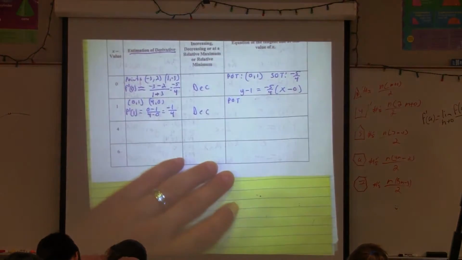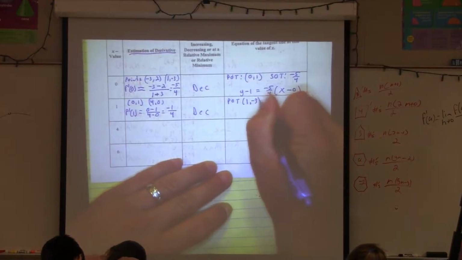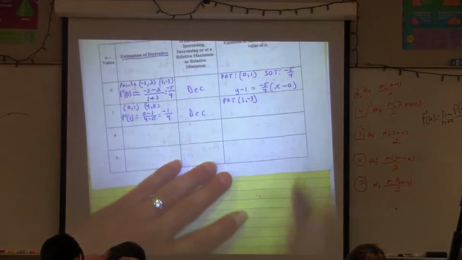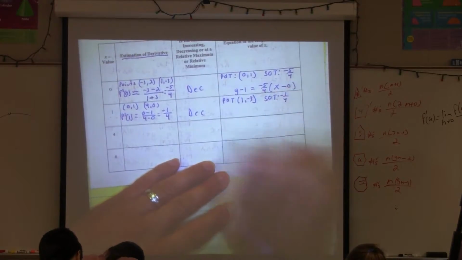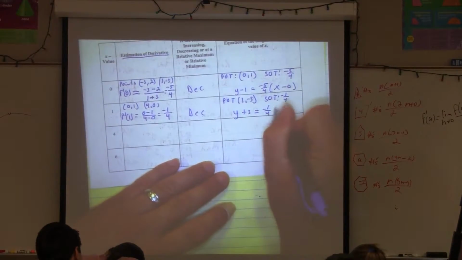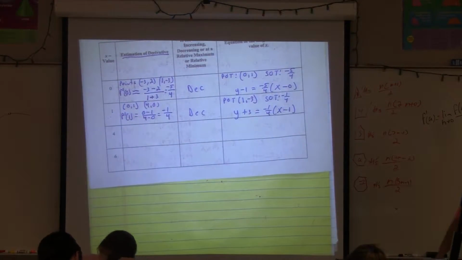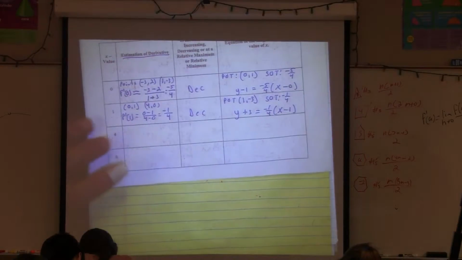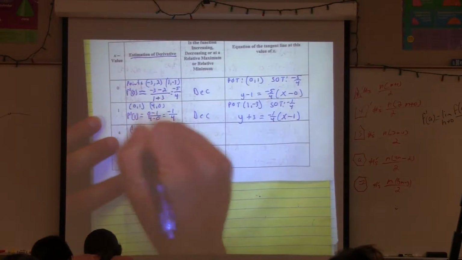What's my point of tangency? (1, -3). Okay, I'm getting it from here, from where I want it to be tangent at. And then I look at my table, and the slope that we figured was -1/4. So we get y plus 3 equals -1/4 times x minus 1. Good, Vanessa? Too easy? How about at 4, Anias? What would we pick? (1, -3) and (6, -7). Beautiful.